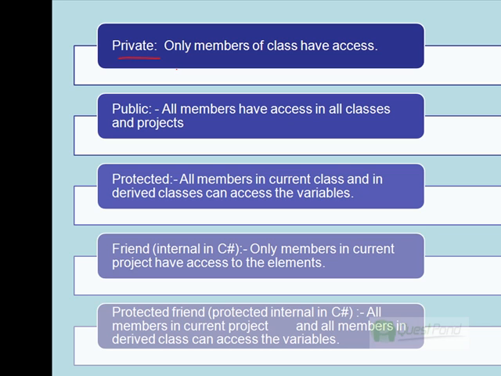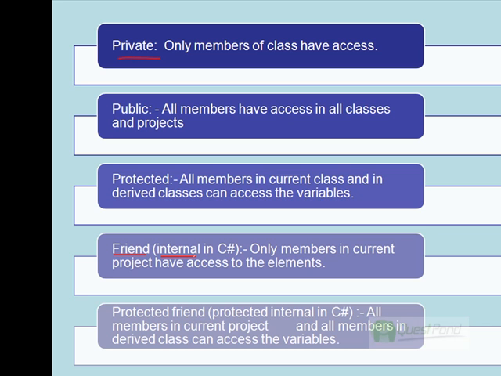And the final one is a mix of protected as well as internal, called protected friend in VB. If you define a function in C# with protected and internal, all the members in the current project and all the derived classes can have access to those variables, functions, and properties. Remember, just a note here, friend is a keyword in VB, while internal is a keyword in C#. Both of them do the same function, but because they are different languages in the whole .NET umbrella, they have different syntaxes.